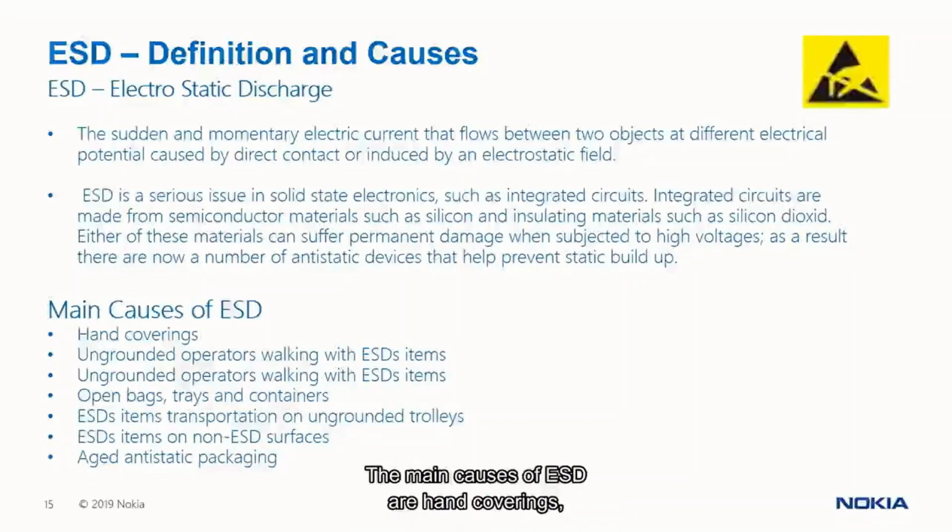The main causes of ESD are hand coverings, ungrounded workers walking with ESD items. There can be ESD items being transported on ungrounded trolleys. There can be open bags, trays, and containers in which these ESD items are kept. There can be aged anti-static packaging. These are some of the main ways by which ESD can be caused.